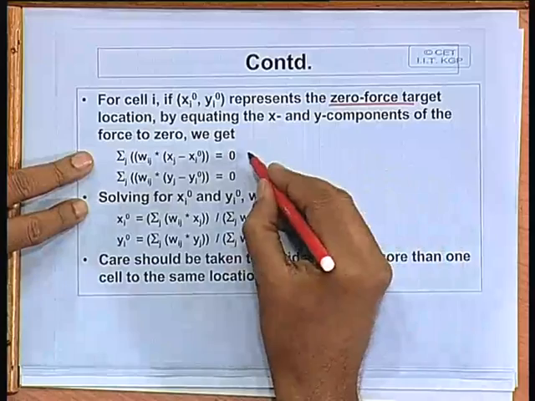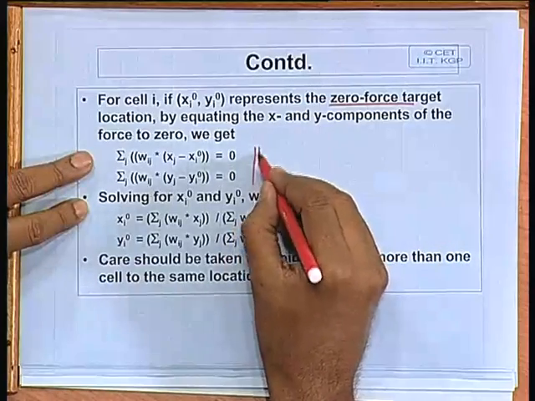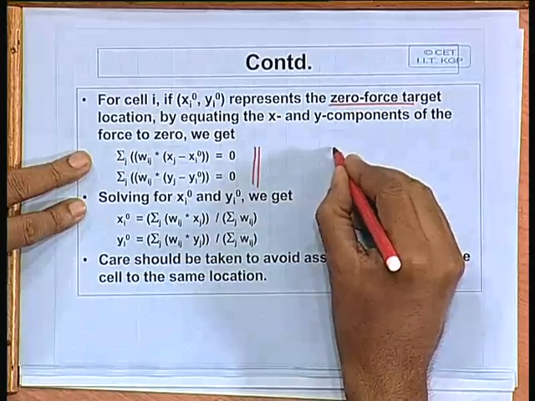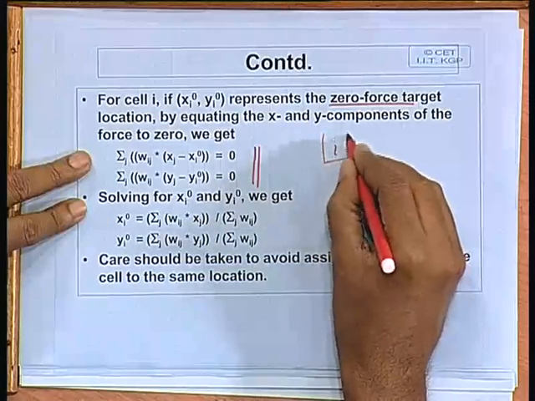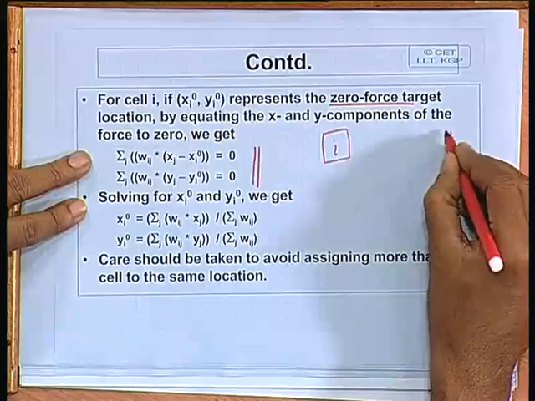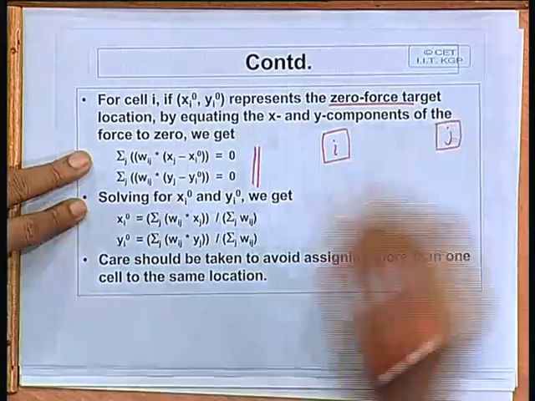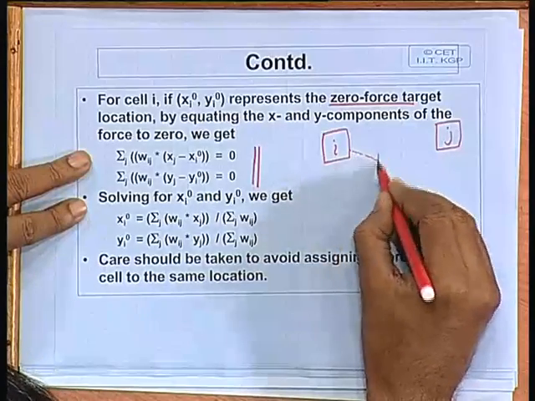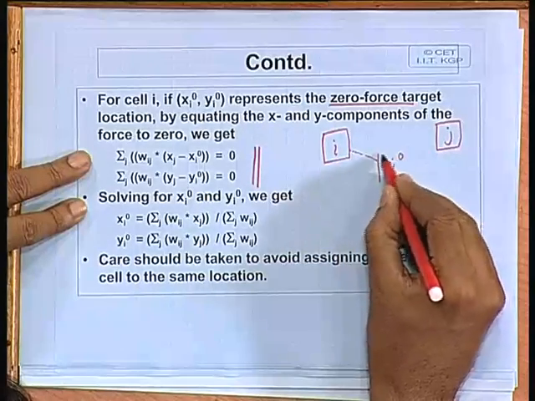Now, these two equations will follow. You see, block number i was here, block number j was here. This block number i has moved to its 0 force location, let us call it i0.